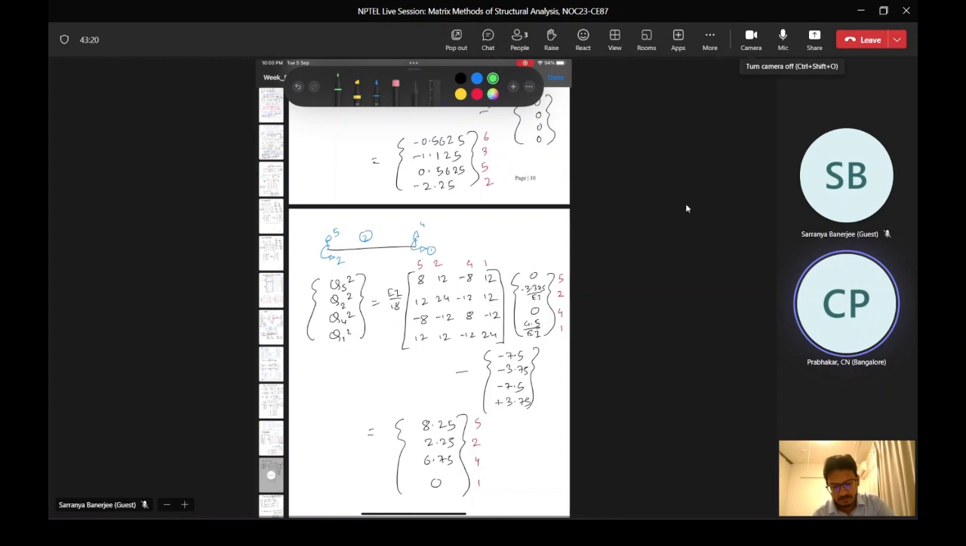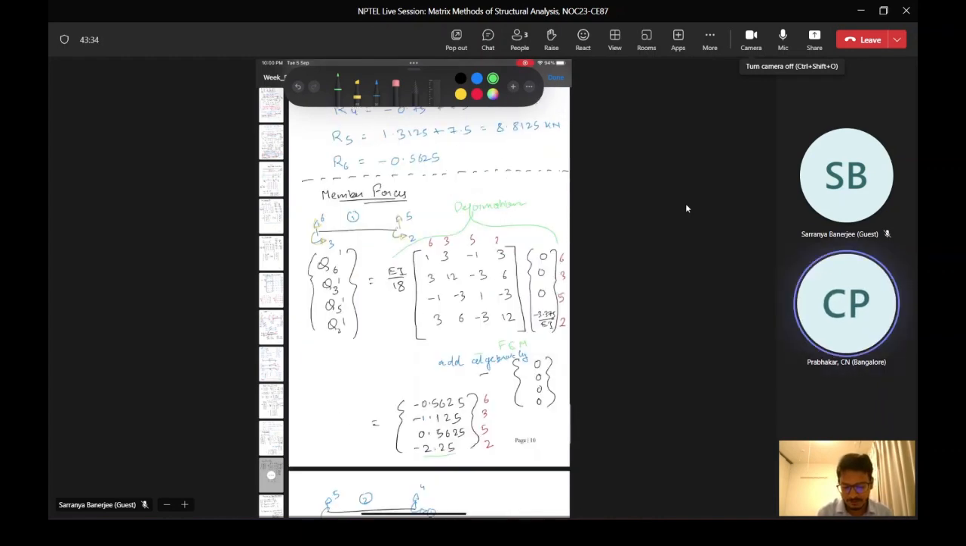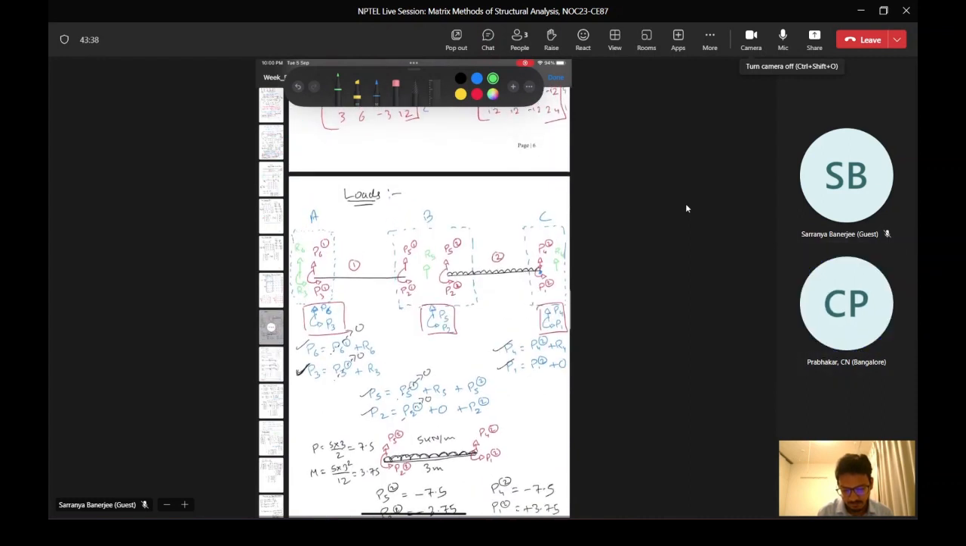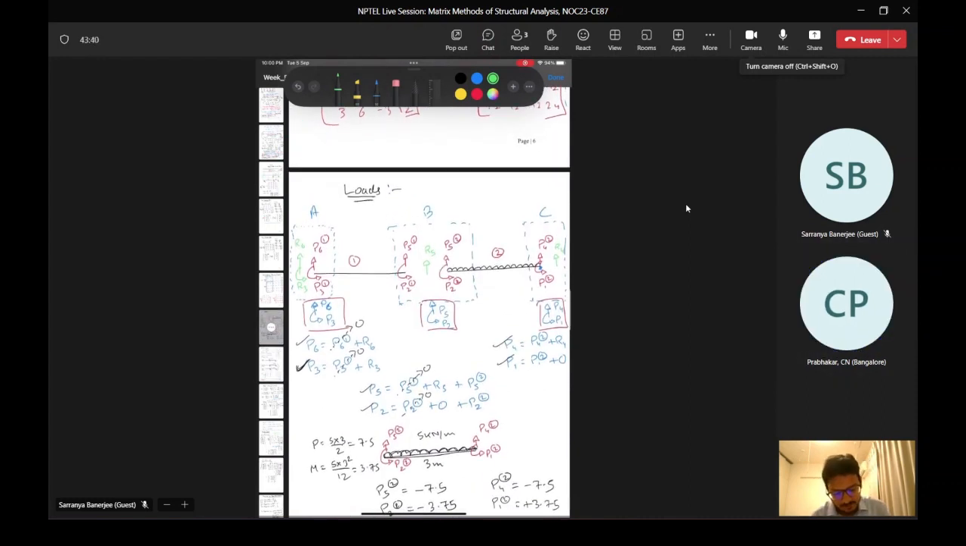Now what we can see is 5 is not matching. We can see 2 is matching, right? Equal and opposite. Okay, 2 is matching. We agree on that? Yes. 5 should not match. Why should 5 not match? Because we have a reaction force in 5.